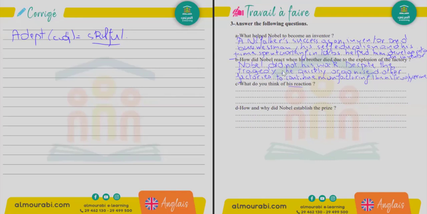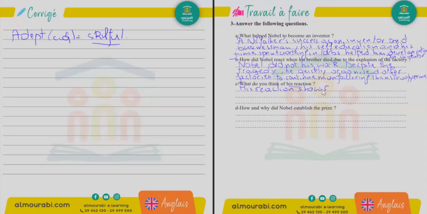Here we said that Nobel did not stop his work despite the tragedy of the death of his brother. Instead, he quickly organized other factories to continue manufacturing that explosive substance. So what do you think of his reaction? What does this reaction show? It shows his strength. Very good. What does it show also? His strength, yes, which is true.